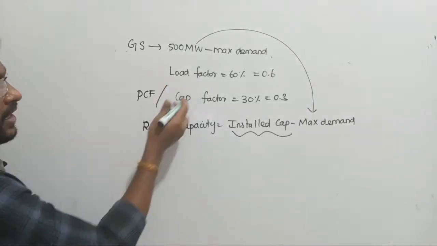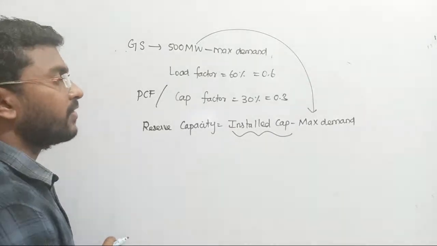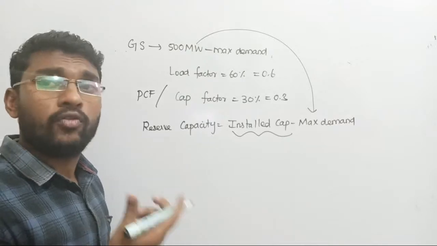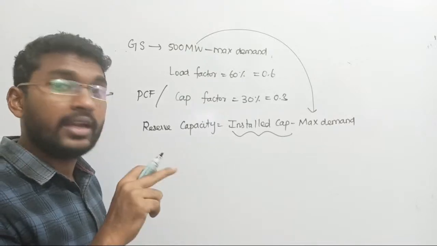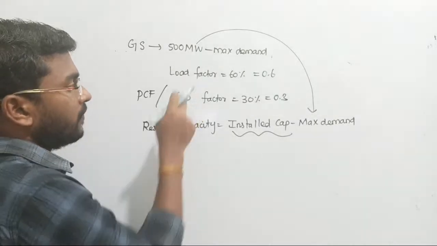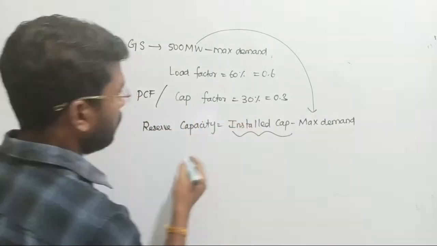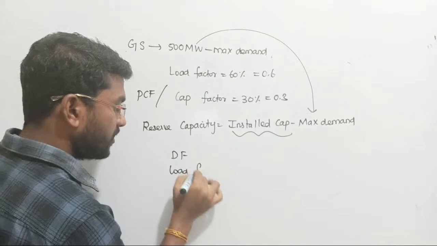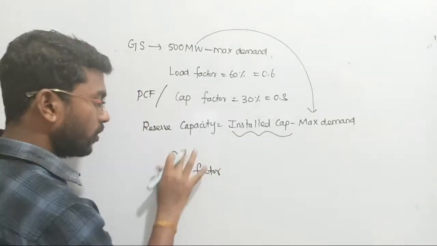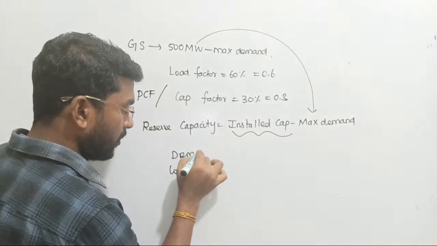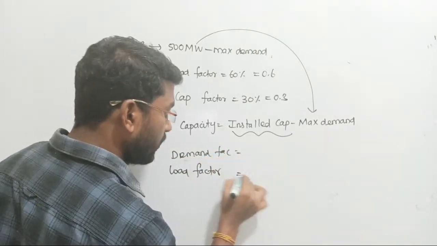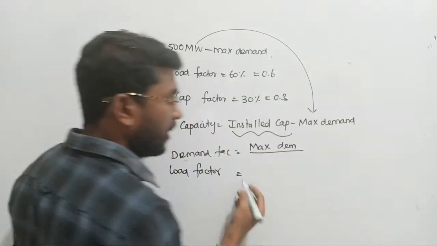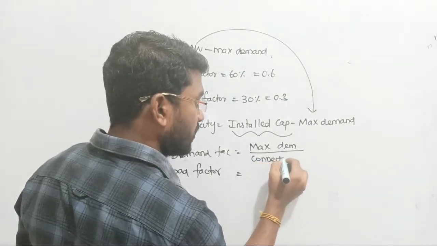But some other data are given for us. Load factor is given, plant capacity factor is given. Now check: what is the formula to obtain the load factor? Is there any mistake in my words? Wait a minute, I will write it like this. Let me write the demand factor separately. Demand factor is maximum demand divided by connected load. We are writing like this.